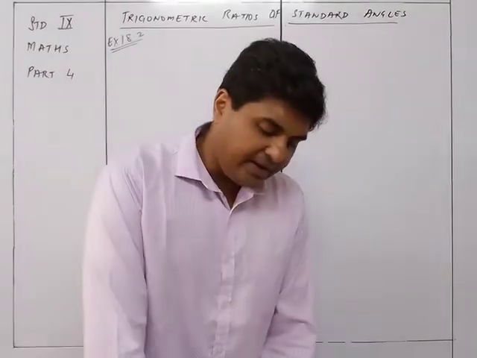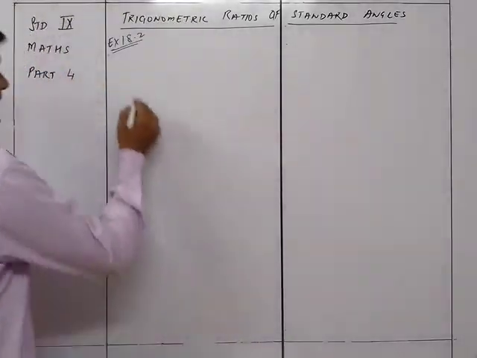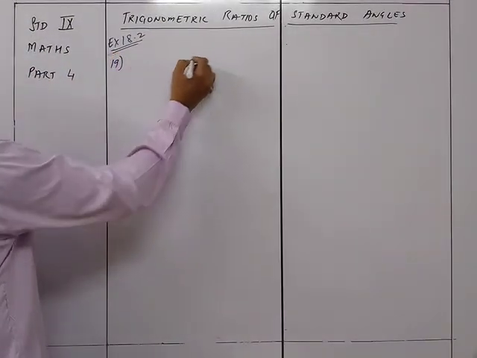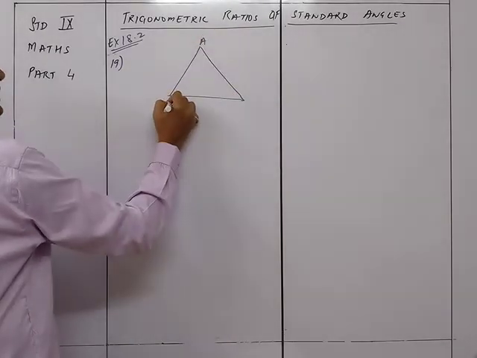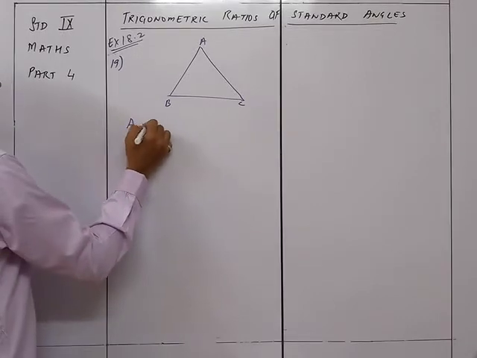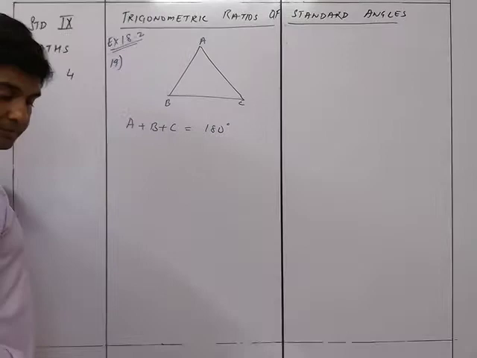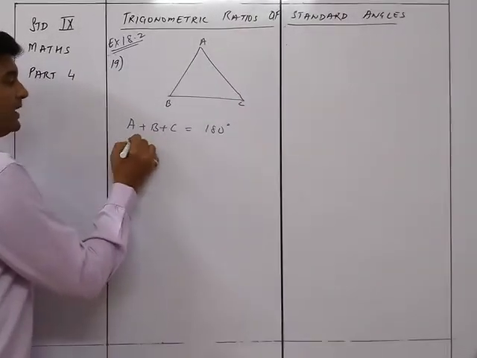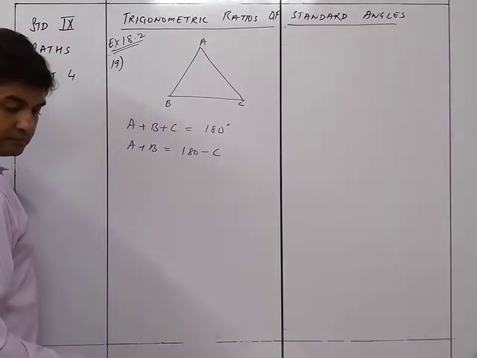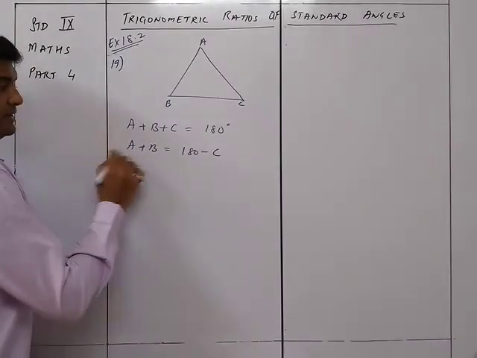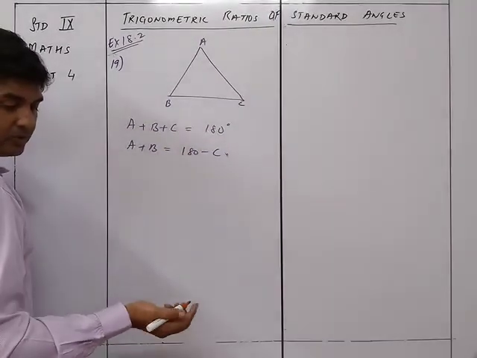If A, B, C are the interior angles of a triangle, show that. So in the 19th sum, it means that if this is a triangle and you have got this as A, B and C, then A plus B plus C is equal to 180 degrees. Accordingly, A plus B will be equal to 180 minus C. This is very important. We need this thing. So now let's see what we have to show.